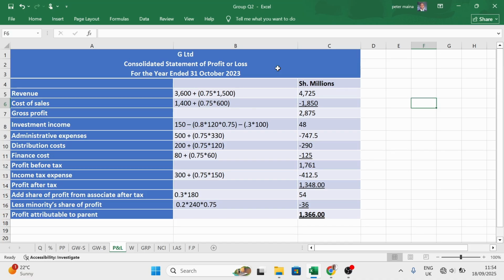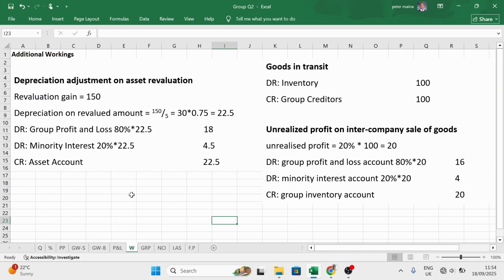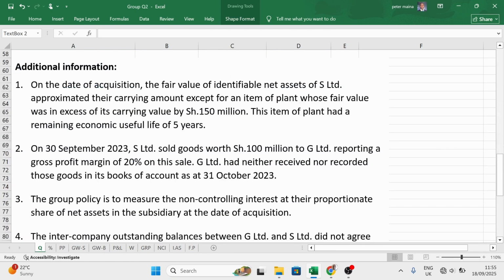So most of the workings now will begin after you have prepared the profit or loss statement. So we have a bunch of workings that you're supposed to do before you can prepare the retained profit account. We must go through all the additional informations and do the required workings. So we have the first additional information that was dealing with revaluation gain. So going back to the question, let us look at the additional information number 1.